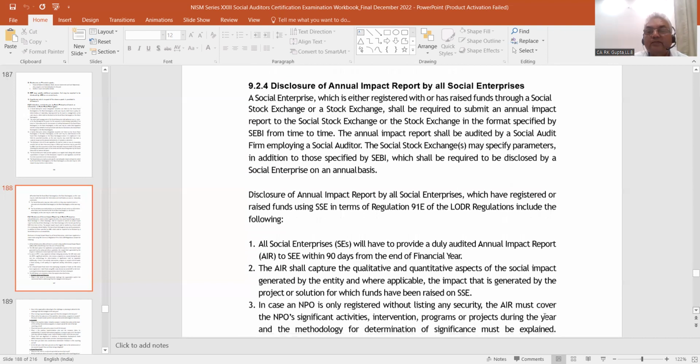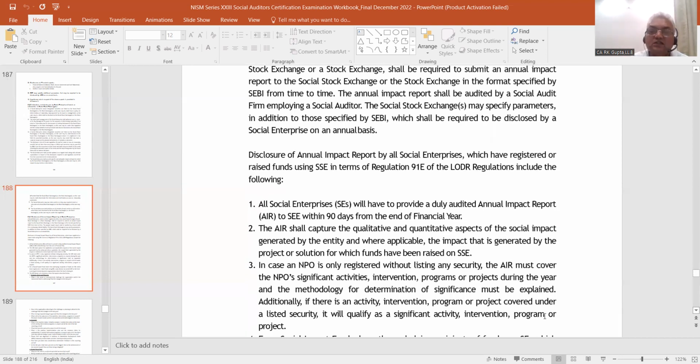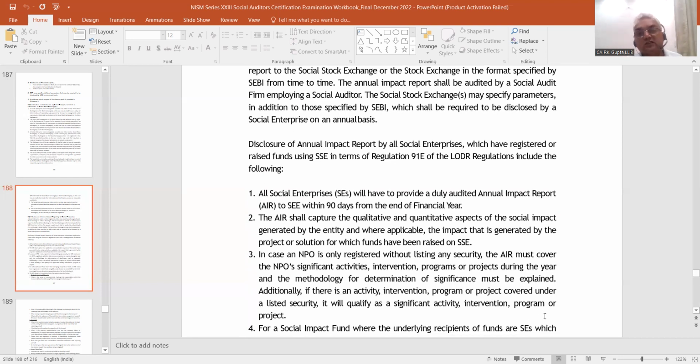So disclosure of the annual impact report by all social enterprises which have registered or raised funds using the social stock exchange, in terms of regulation 91E of the LODR regulations, includes the following. All social enterprises will have to provide a duly audited annual impact report to the social stock exchange within 90 days from the end of the financial year. So within 90 days, they have to provide a duly audited annual impact report.